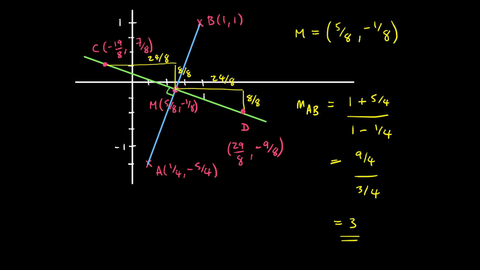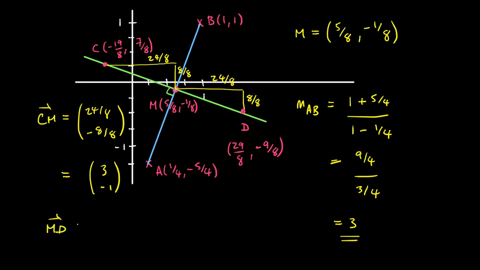Yeah, exactly right. Okay. If you prefer, this is kind of like doing vectors, isn't it? Basically, what we're really saying is that the vector c to m, which is equal to 24/8, -8/8, right? Or if you prefer 3, -1, right? That's the vector, is the same thing as the vector going from m to d. Okay? So I can think of it that way. All right?